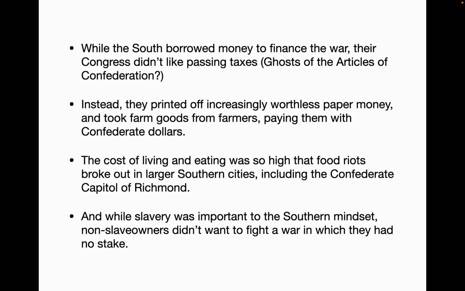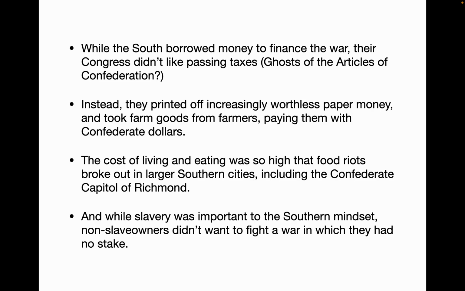Now, while Congress was borrowing money to finance their war, their Congress was not a huge fan of passing taxes. And if you remember, this was one of the big deals with the Articles of Confederation, that the Articles government could not pass taxes. So we're kind of seeing, again, the problem with a strong states sort of government: when you need to pass something big and national, it's really hard to do.